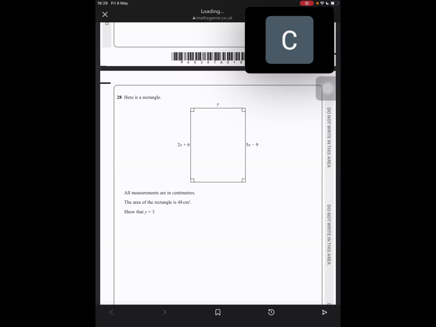Now, on the next line, we're going to collect like terms. If I were going to do this, I think I'll maybe just do it. Let me share my screen again.